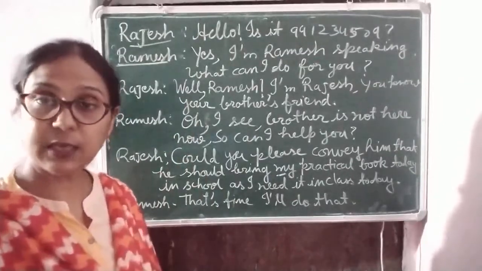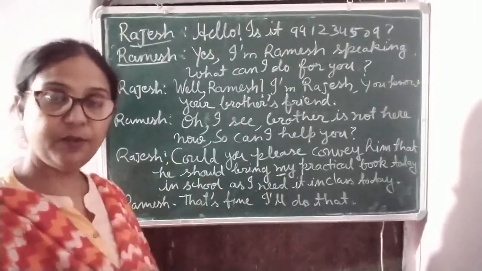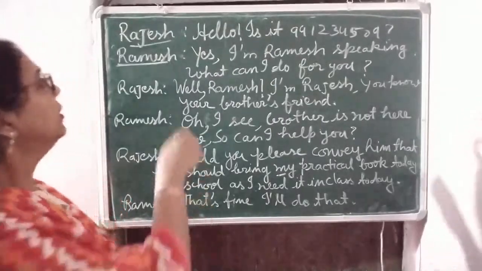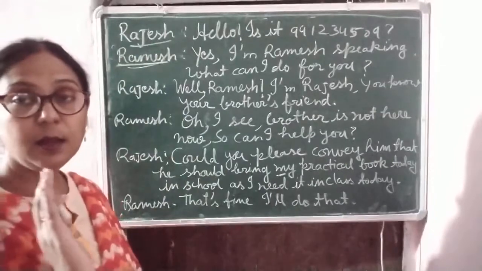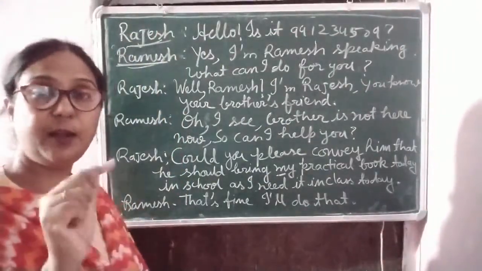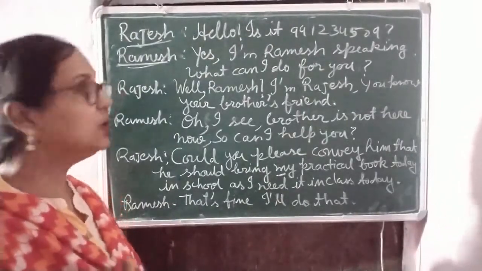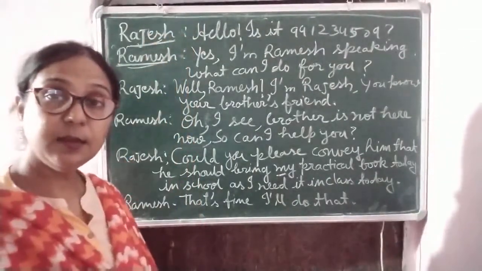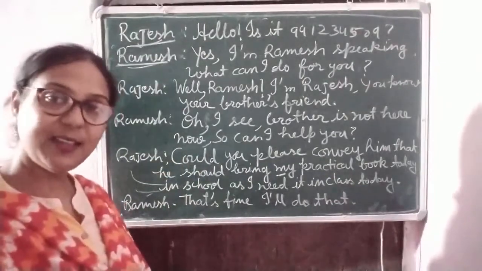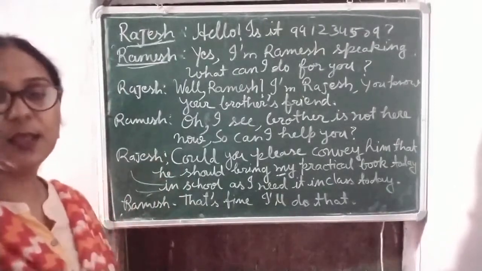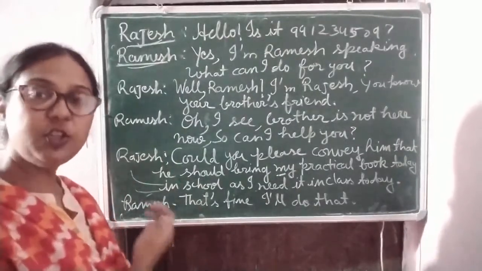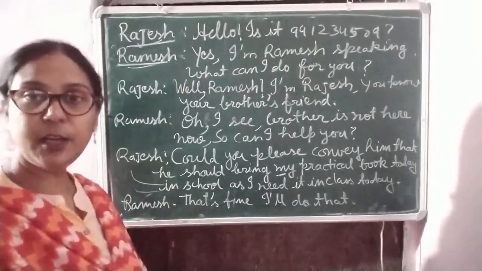Because this is a very long conversation, how are we able to know how we can start the message writing? First of all, who is the receiver of the message? That is you. I told you to imagine that you are Ramesh, because you are receiving a call. And who is the caller? The caller is Rajesh, your brother's friend. Always keep that in your mind. You are Ramesh, and your elder brother's friend is Rajesh, and this is the message you have to convey. So let's begin our message writing according to this telephonic conversation. Please write down in your copy and we are going to start. You can also take screenshots, and we will continue in our writing.